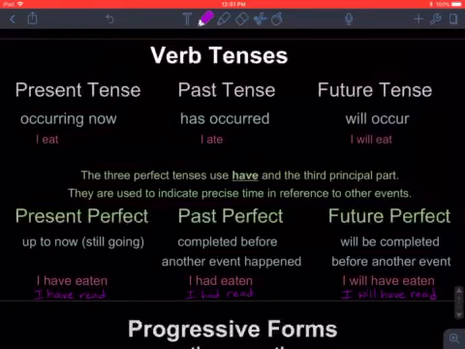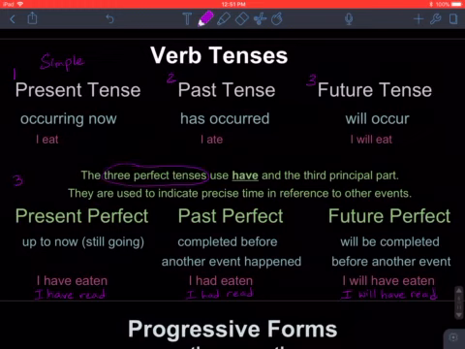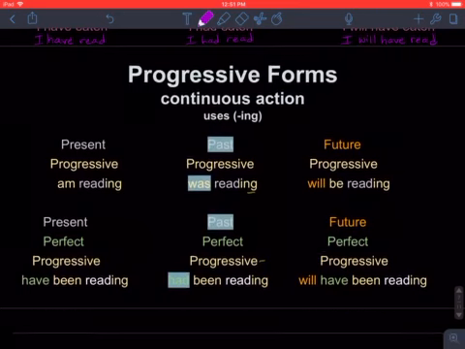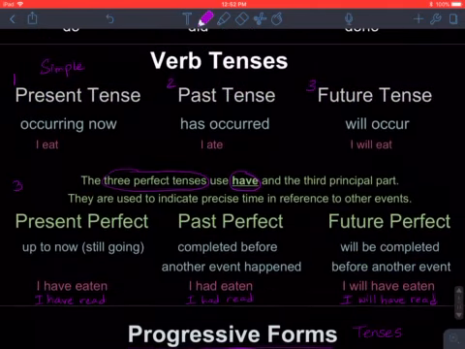As you will remember, there are 3 simple tenses. Then there are 3 perfect tenses, which use the helper have. And then we're going to move today into the progressive forms, which are progressive tenses. You'll notice you can make a present progressive, a past progressive, future progressive, present perfect progressive, past perfect progressive, and future perfect progressive. So I'll share this document with you.